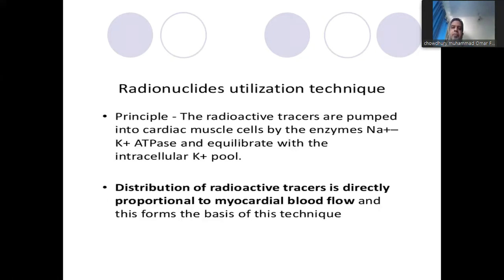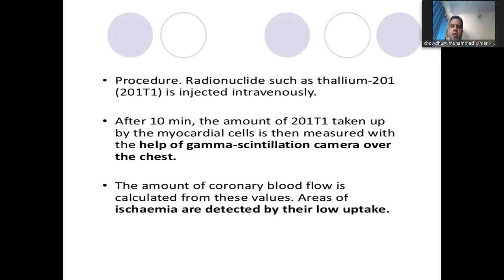Next. Another one is the radionuclides utilization technique. The distribution of radioactive tracers is directly proportional to myocardial blood flow, and this forms the basis of this technique. Next.